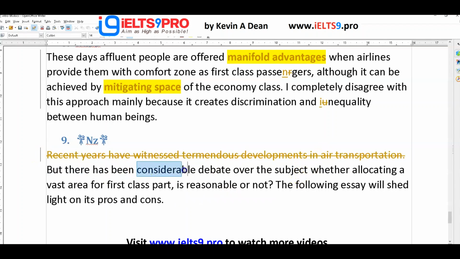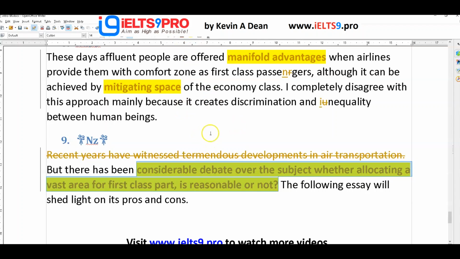Considerable debate. No, there hasn't. Where does it say that? It simply says a statement. Airlines give more space to first class. They take it from economy. That's it. There's not. Right.